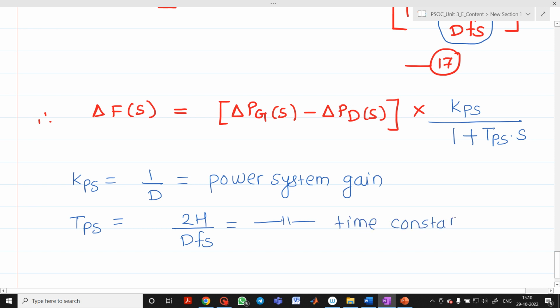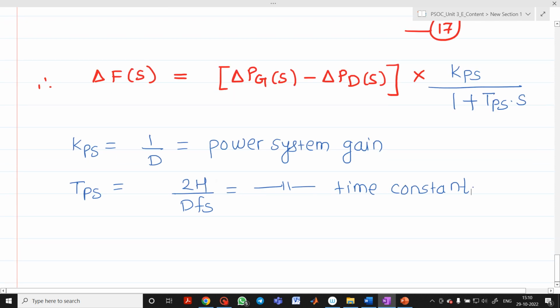Now based on this equation, I can write it like this also: Tps equals 2h upon Fs into 1 by d, and 1 by d equals Kps. So I get this relation: Tps will be equal to 2h into Kps upon Fs, because this 1 by d is nothing but your Kps.